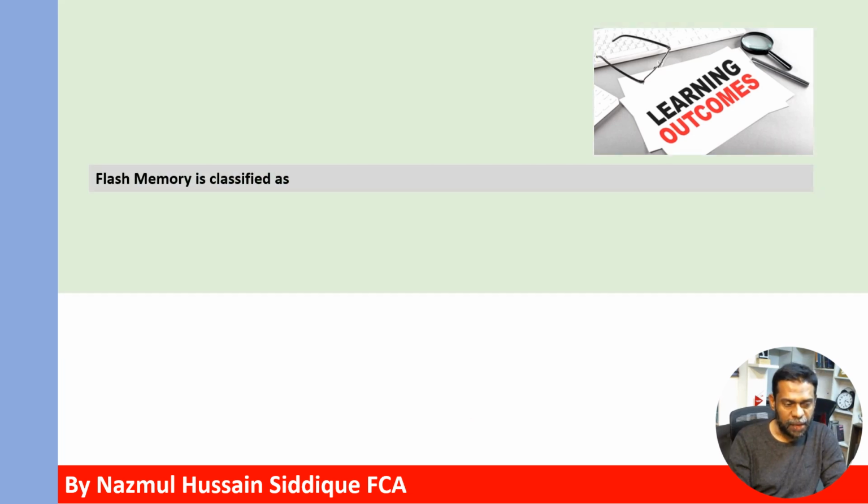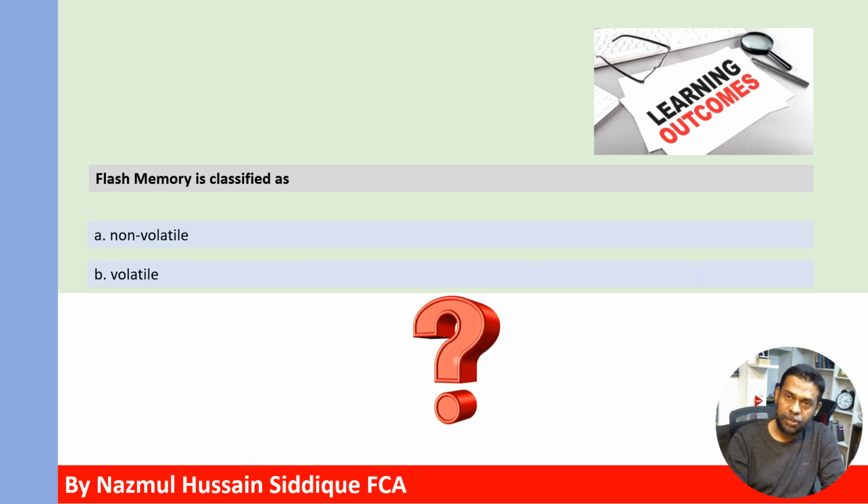Next question: is flash memory classified as non-volatile or volatile? The correct answer is A. Flash memory is classified as non-volatile.